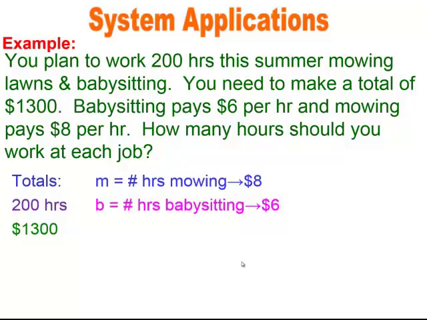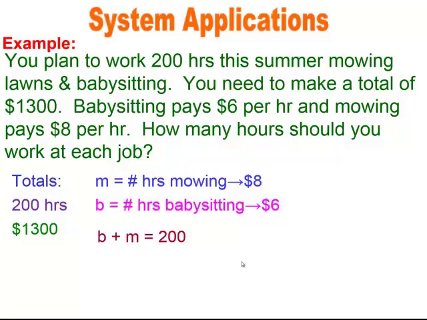Now, what I need you to understand when you're making these equations is we're going to be matching it up to the totals, what they're going to equal. So when I talk about hours, that total of 200 hours, well, the dollar amount doesn't matter. I'm going to work a total of 200 hours whether I'm making $8 or $6. So when I'm writing the first equation here, babysitting plus mowing lawns is going to add up to 200 hours. So I don't need the dollar amount with this equation.